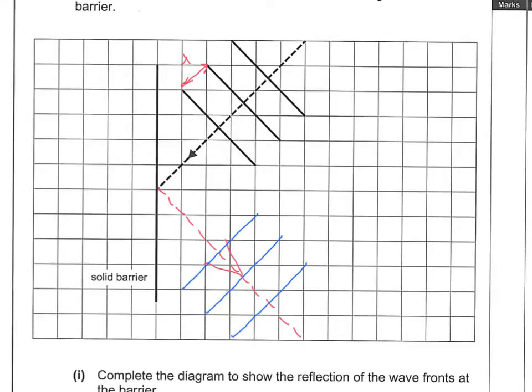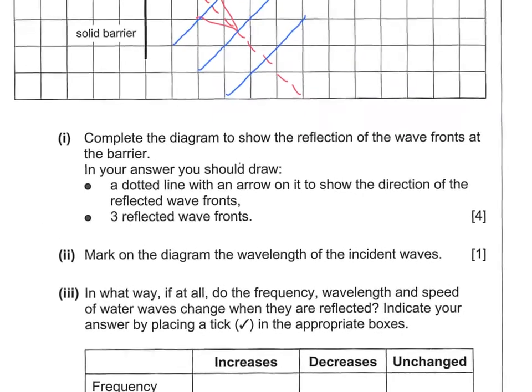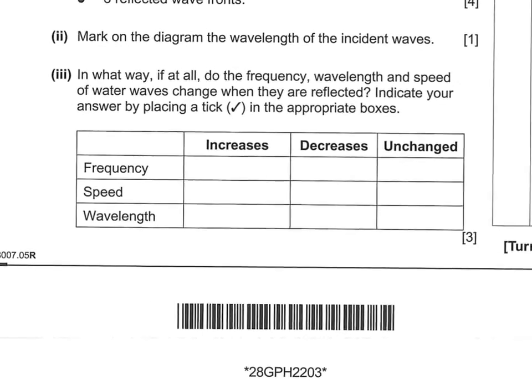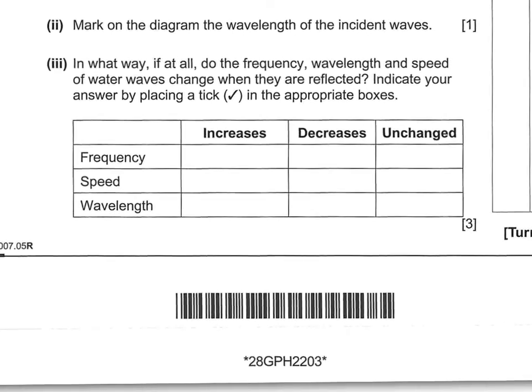Right, so what about this other question? In what way, if at all, do the frequency, wavelength and speed of the water waves change when they are reflected? Indicate your answer by placing a tick in the appropriate boxes. Okay, so what we need to remember is that frequency across a boundary is constant. Waves arriving at the boundary equal waves leaving the boundary, so the frequency is not changed by any of the properties that we come across.